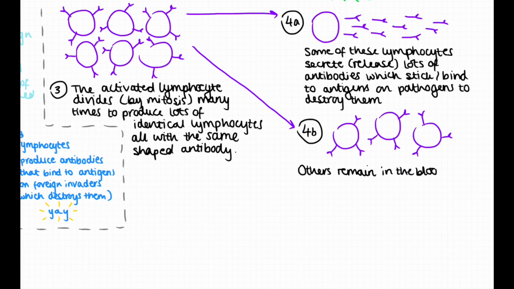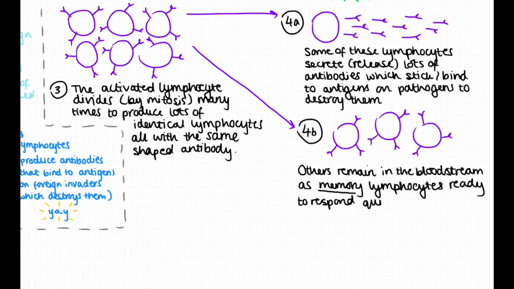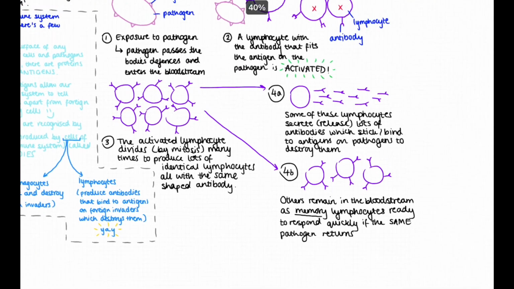You must remember in an exam to call them memory lymphocytes because memory is often underlined in a mark scheme. These memory lymphocytes would be able to respond so quickly if you were infected by the same pathogen a second time, you wouldn't even feel ill. This is how you become immune.